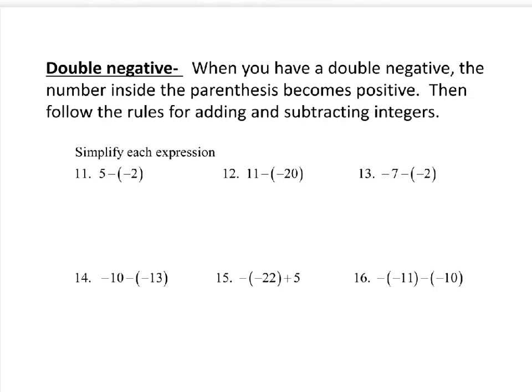A double negative is when you have two negatives side by side with the parentheses in between. So if you look at number 11, we have 5 minus -2. So we have a double negative. Number 12, we have 11 minus -20. So we have a negative with the parenthesis in between. That's a double negative. The rule is when you have a double negative, the number inside of the parentheses becomes positive. So let's try it.